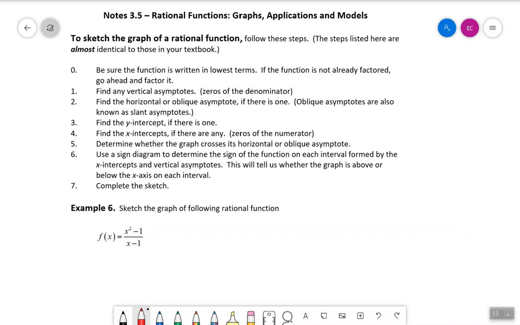In example 6, we have the function x squared minus 1 over x minus 1. And the first thing we're supposed to do is write this in lowest terms. So if we factor the numerator, we have x plus 1 times x minus 1. And in the denominator, we have x minus 1. And so there's a common factor in the numerator and denominator, and it needs to be canceled out. So f of x is just x plus 1.